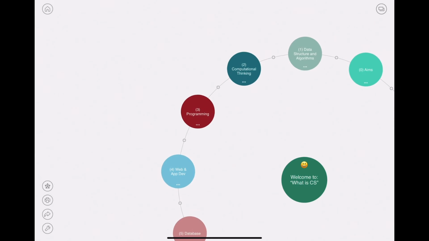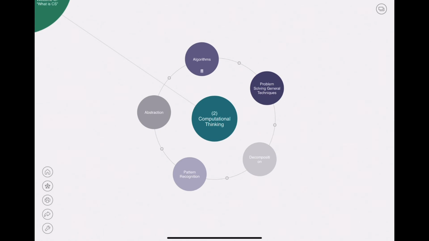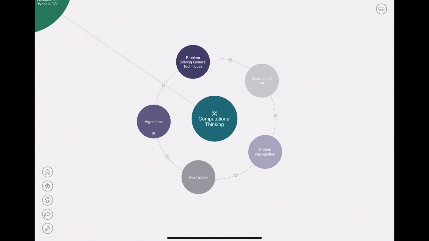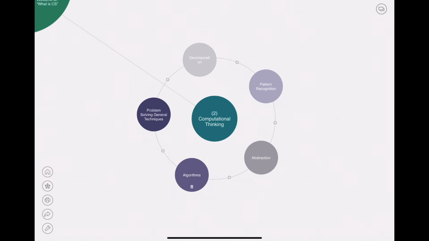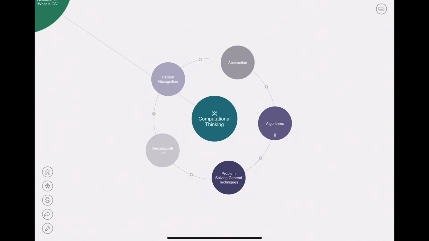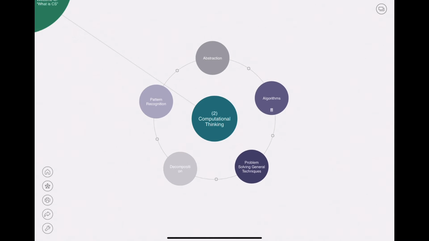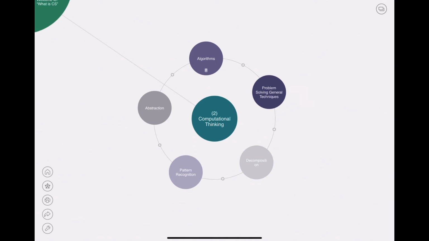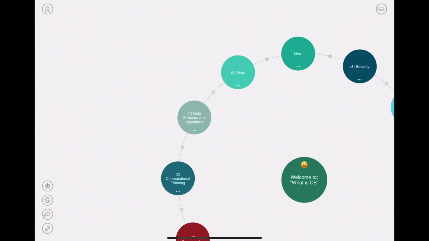Then we move to the second part, which is computational thinking. In computational thinking, we will learn general problem-solving techniques. Now, suppose we have a problem, we decompose it into its smaller components, then we recognize patterns in these sub-problems, then we abstract a solution for the problem, and finally write an algorithm for it. This is the essence of computational thinking.